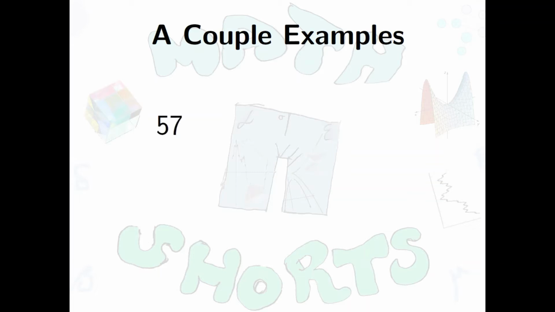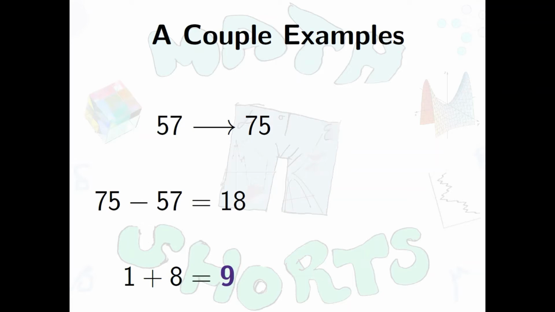So, suppose we had picked 57. We would switch the digits to get 75. We would subtract 57 from 75 to get 18. We'd add 1 plus 8 to get 9. Just as I predicted. Let's try another example.